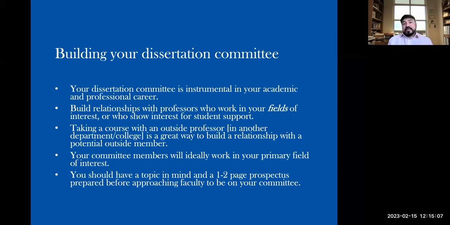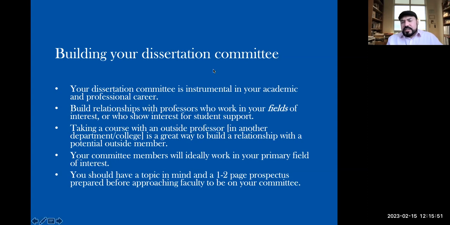Your dissertation committee is instrumental in your academic and professional careers. Build relationships with professors who work in your fields of interest. And like I said, just like your chair, it's going to be very difficult to find that person who closely aligns with your research topic. Make sure that you tap professors who align with your interests, not necessarily in their topic, but who show interest in student support, because they might be guiding you to research that is relevant, that is timely, and that can be impactful as you develop your study.